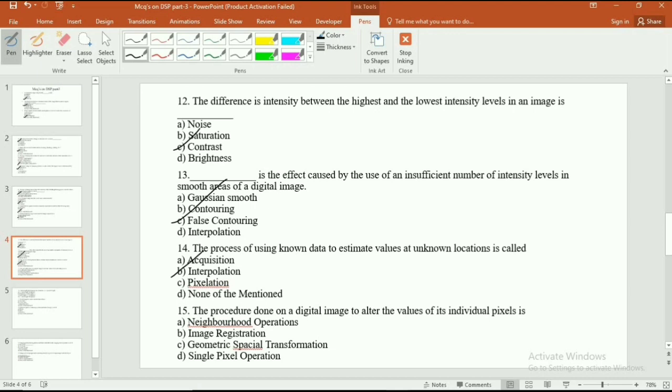Yeah, correct. Question number 15: the procedure done on a digital image to alter the values of its individual pixels is? And here are the options. Option A neighborhood operations, option number B image registration, option number C geometric spatial transformation, and option number D single pixel operation. And the correct answer is the single pixel operation. This is the correct answer.